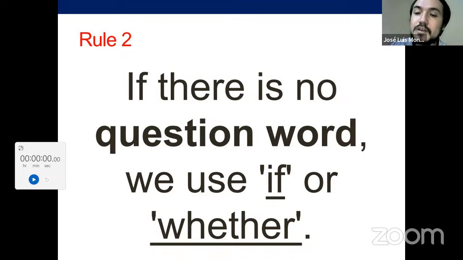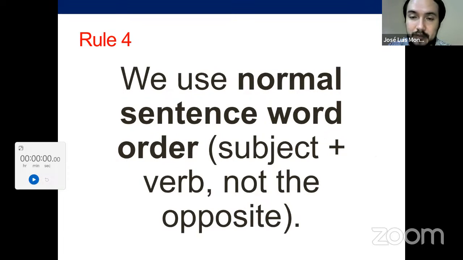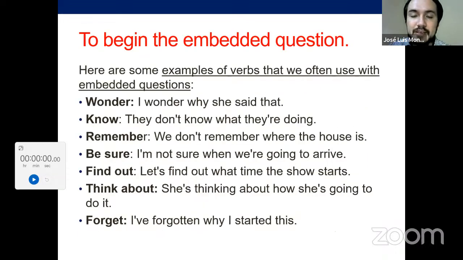If you don't have it, you use "if" or "whether", and "whether" gives you the option of using "or not" at the end, right? So you can say, I don't know whether she needs anything or not. So that can be an alternative. So that's it. You know that you use normal sentence grammar, the order, the period if it's a statement, and the question mark if it's a question, of course. And these are some expressions.